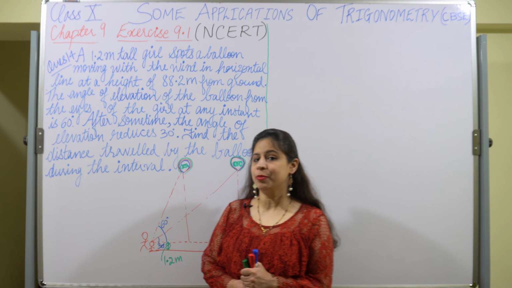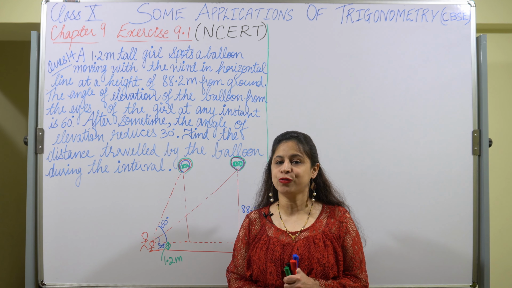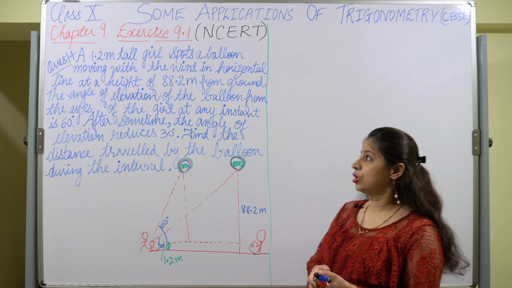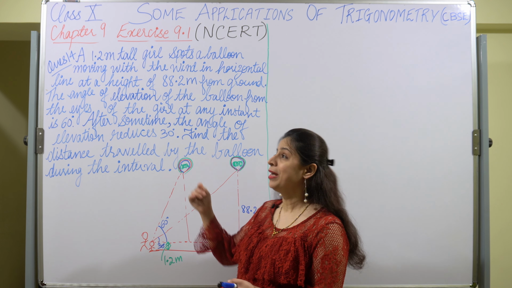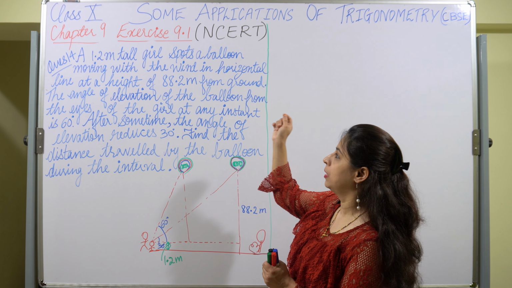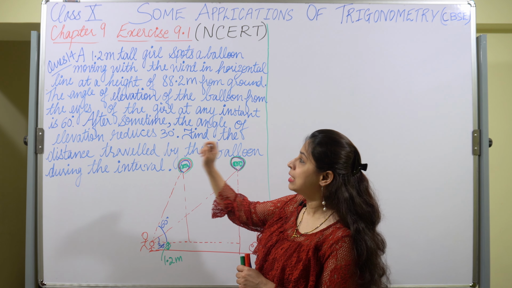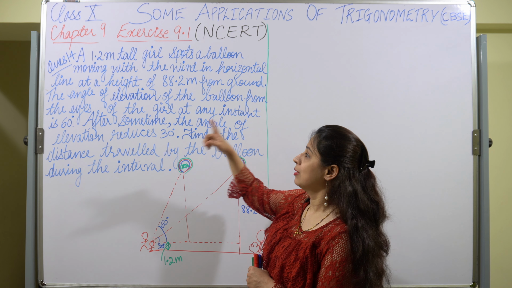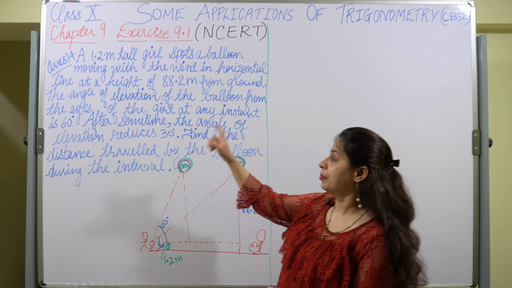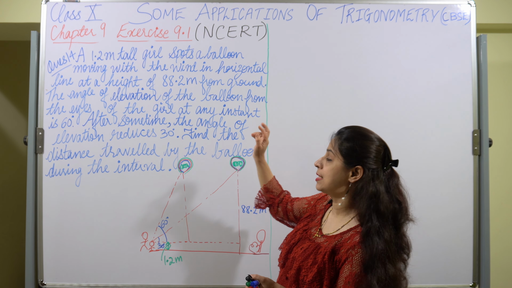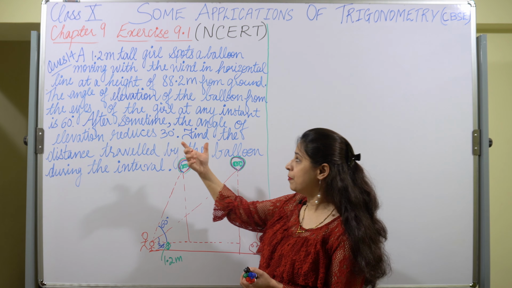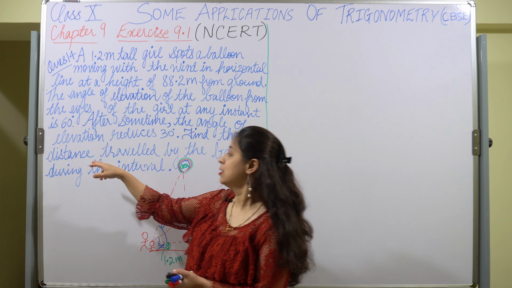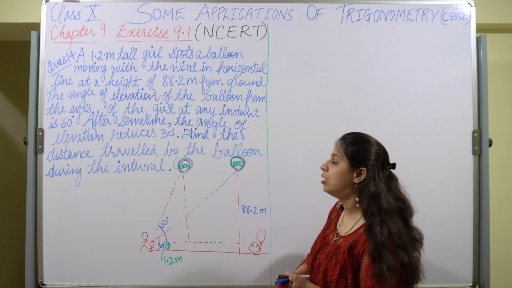So let us start with question number 14 of chapter 9, Some Applications of Trigonometry, exercise 9.1 for class 10 CBSE. Question 14 says: a 1.2 meter tall girl spots a balloon moving with the wind in a horizontal line at a height of 88.2 meters from the ground. The angle of elevation of the balloon from the eyes of the girl at any instant is 60 degrees. After some time, the angle of elevation reduces to 30 degrees. Find the distance travelled by the balloon during the interval.